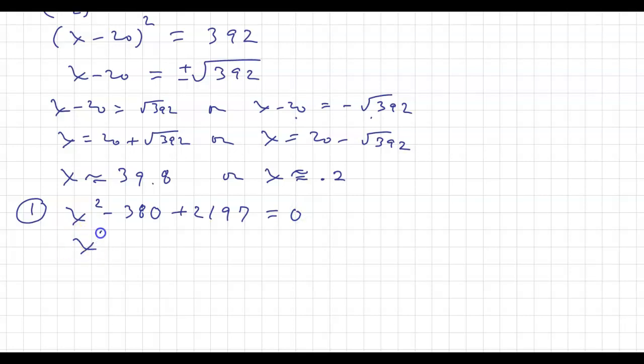If I do this with the completing the square process, I would have to take half of negative 380, which is 190, and I'd have to square that, and I get plus 36100. I have to do that to the other side also.